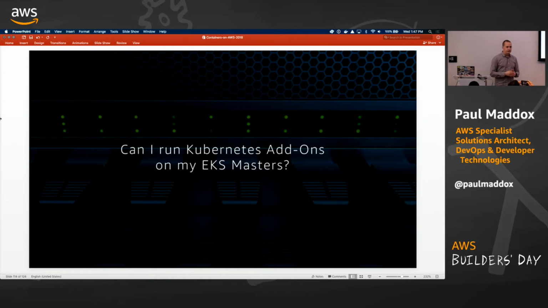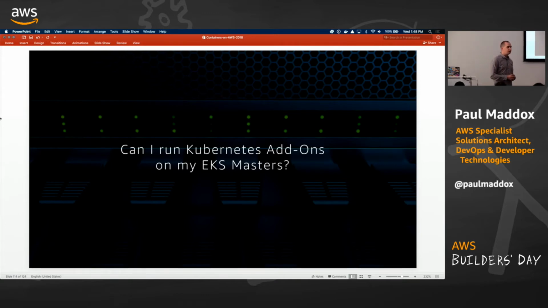So the next question that often rapidly follows is, but Amazon, I run a load of stuff on my masters today as add-ons. Maybe you run Prometheus, for example, for monitoring purposes, and maybe some other add-ons. I can't speak for when this service goes generally available, because it's still in a state of flux. We're still responding to customer feedback. But certainly in the preview, there isn't an ability to add add-ons onto your masters.